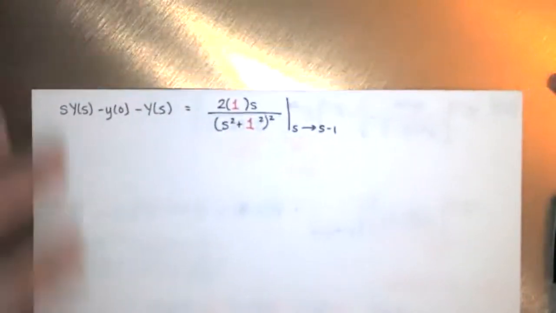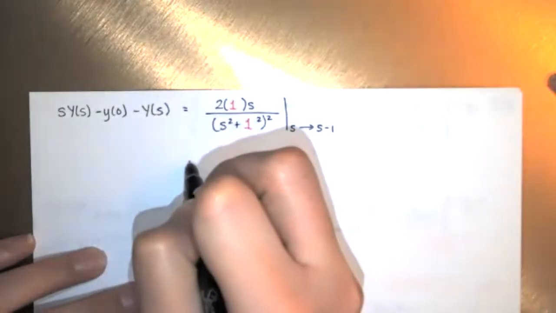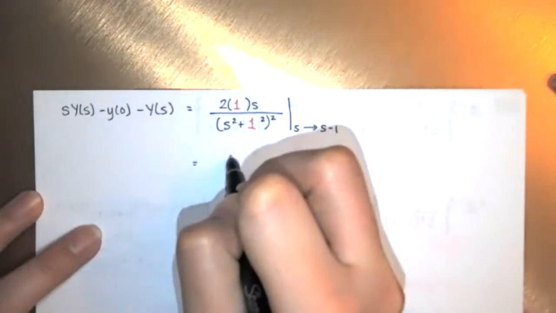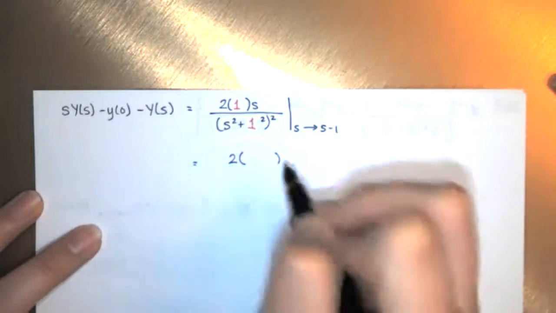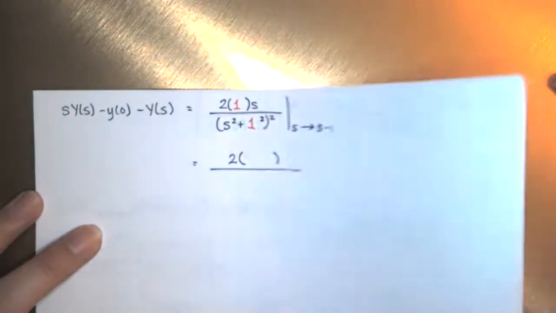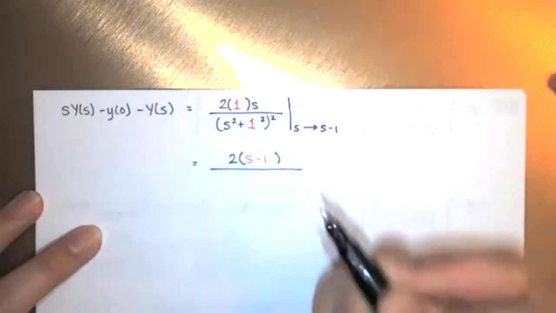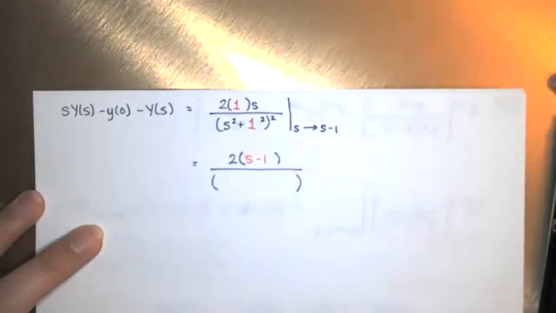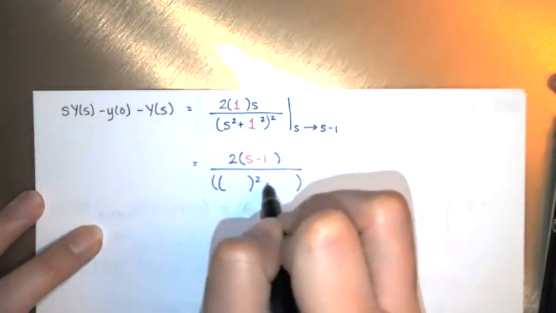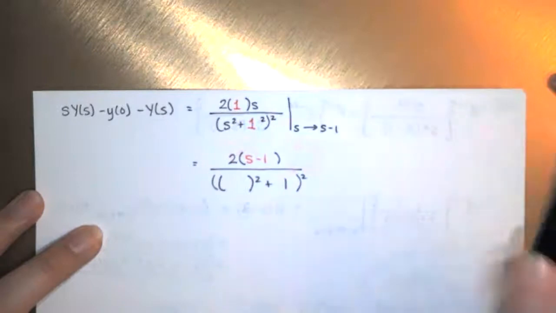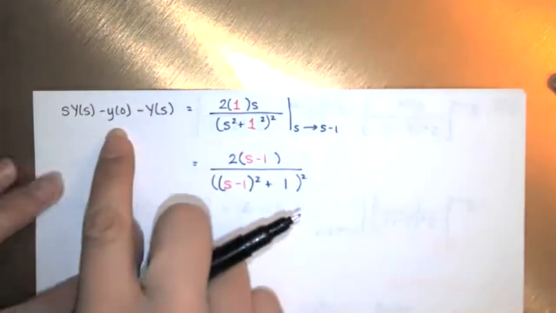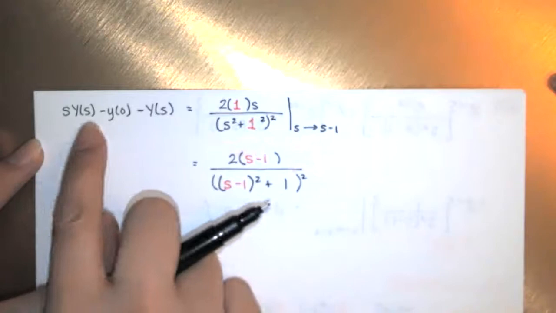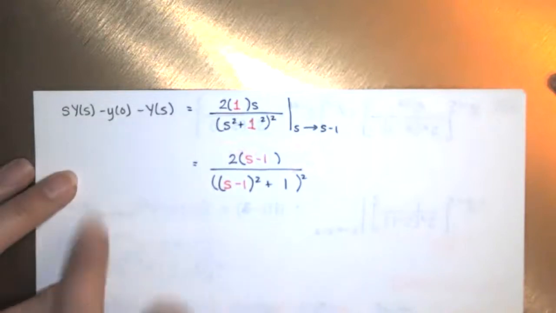So we've got this. And that means the expression on the right-hand side is going to be 2 times s, but s is replaced by s minus 1. And then in the denominator, we have s minus 1 squared plus 1 quantity squared. And then on this side, we've got sY of s minus y of 0 minus Y of s, and little y at 0 was given in our initial condition. That was equal to 0.